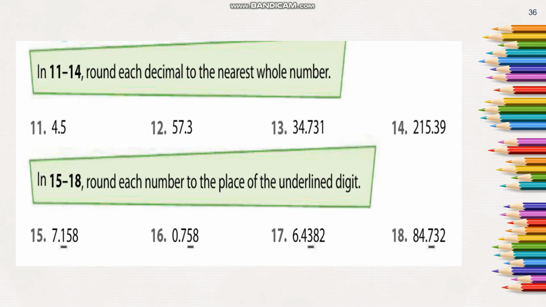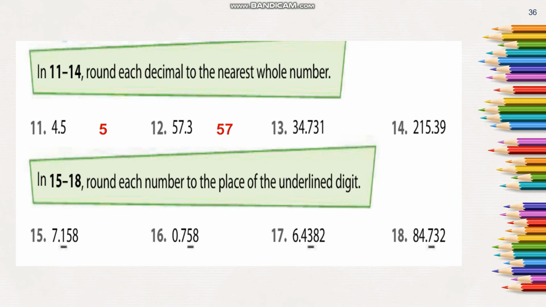Now, question 11 to 14, round each decimal to the nearest whole number. So 4.5, the whole number is 4. It is followed by 5, so the answer is 5 because we need to add 1 more. 57 and 3 tenths. So 57 is followed by 3, so no need to add 1, so the answer is 57.